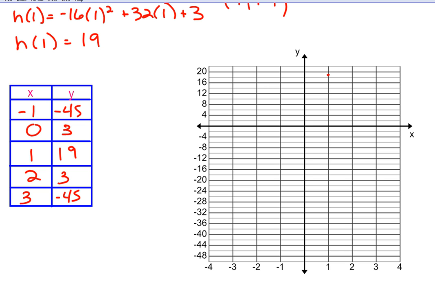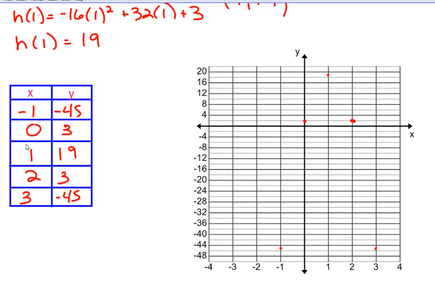So if I plot those points, (0, 3) is right here, and then (2, 3) is right there. (-1, -45) should be right here, and then (3, -45) is right there.